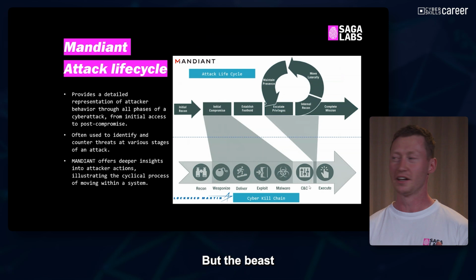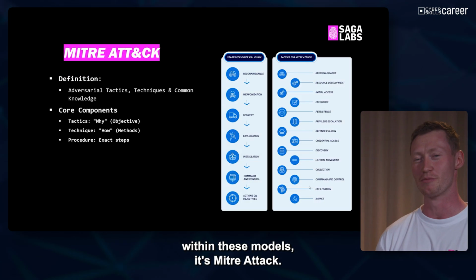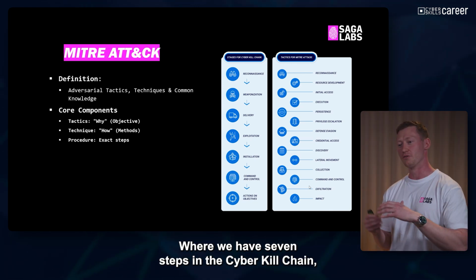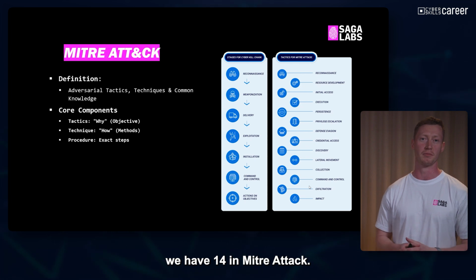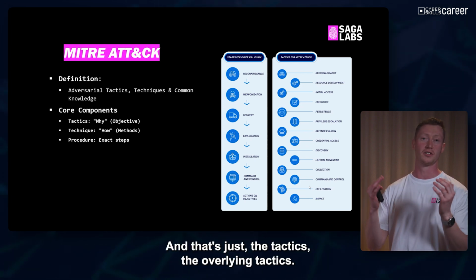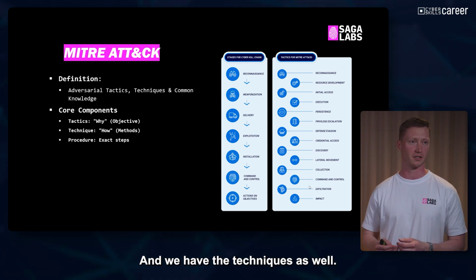But the beast among these models is MITRE ATT&CK. We have seven steps in the cyber kill chain, and we have 14 in MITRE ATT&CK. And that's just the tactics, the overlying tactics. Then we have the techniques as well.